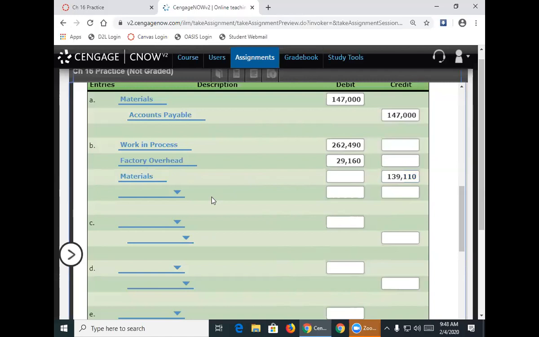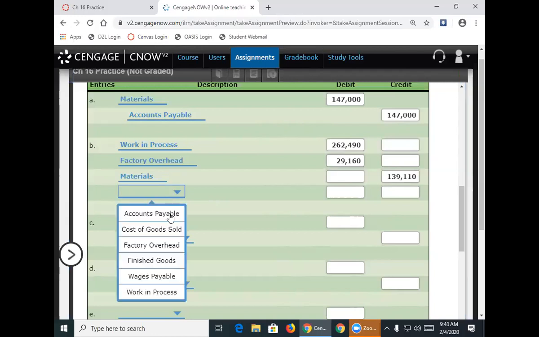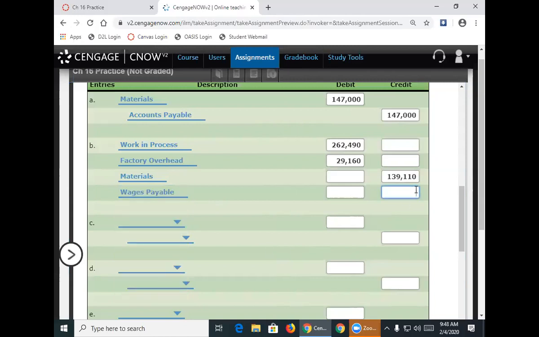And then labor, wages payable, was credited for 152,540 for the indirect and direct labor added together. So indirect labor plus direct labor, we credit wages payable 152,540.